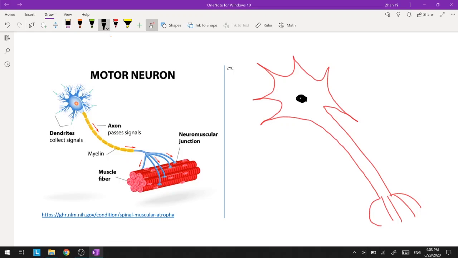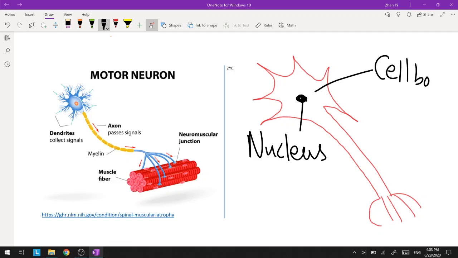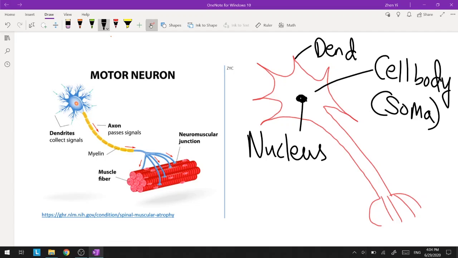myelin we'll be discussing later, but in terms of labeling, we'll just label the nucleus, which is responsible for cellular control, the large head, known as the cell body, which is where the vast majority of the cytoplasm is concentrated. It is also known as the soma. Dendrites, which receive signals, either chemical or electric signals from other neurons that come before it.